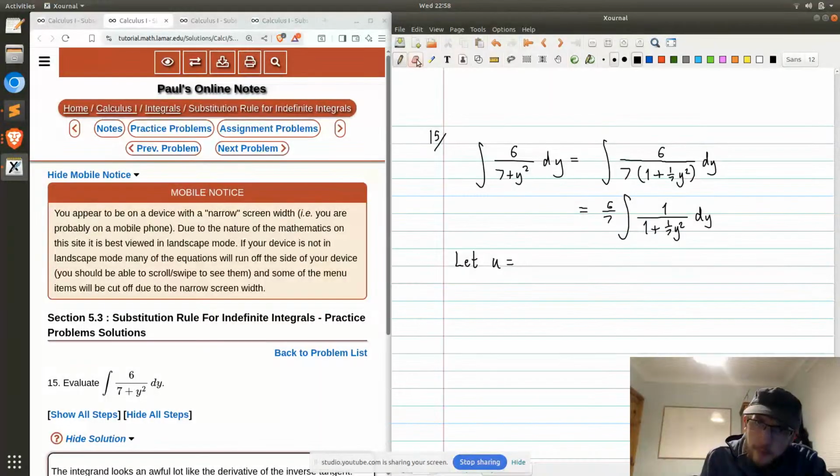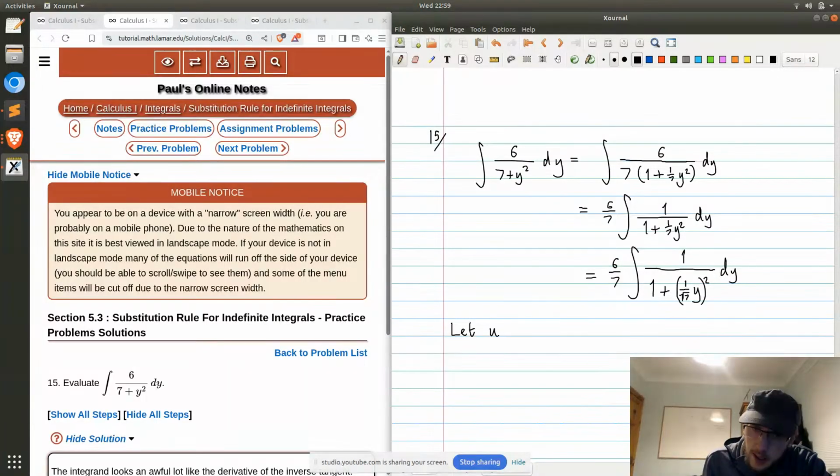Like, why don't I do this? One over root 7 y, that's what I think. And then let u just be 1 over root 7 y. And then we get u in that spot right there.